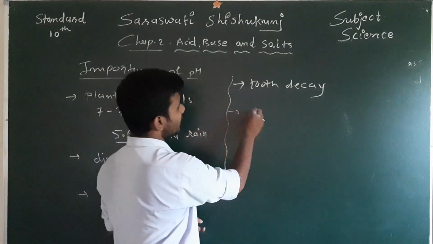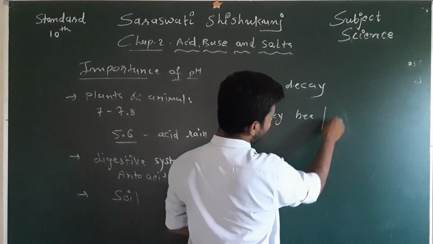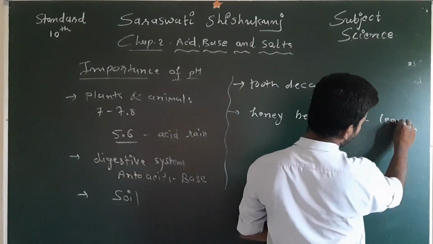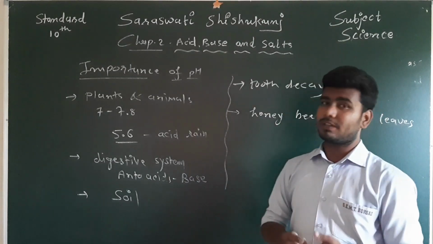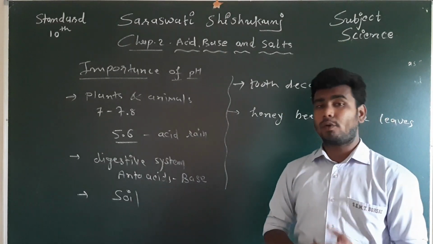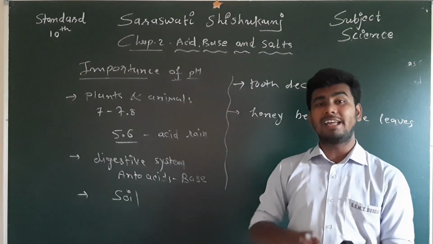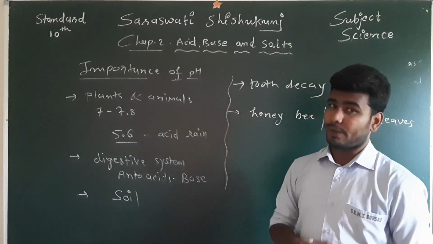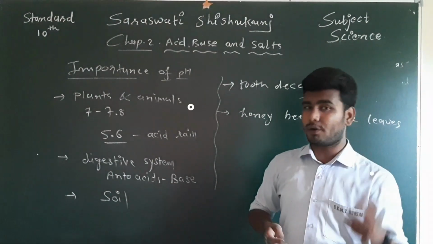It is also important, as we all know, in the sting of a honeybee and the sting of ants, in which we have studied that there is methanoic acid. As we are having irritation due to that, we have to apply an alkaline substance so we can get relief from it. So this way, pH is important in different areas, and we are going to prepare for that as well.